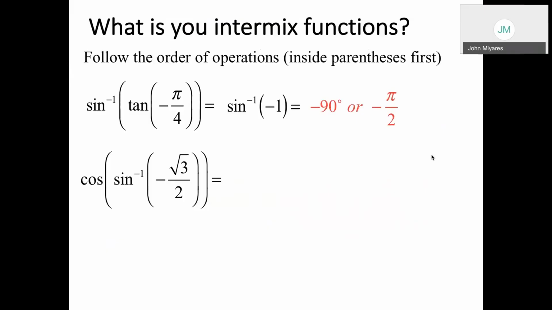In the second example, you're looking at the cosine of the inverse sine of negative square root of 3 over 2. The inverse sine of negative square root of 3 over 2 will be negative 60 degrees, or negative pi over 3 radians. The cosine of that angle will become positive 1/2, because again, the cosine of these negative angles in quadrant 4 are actually going to be positive based on our All Students Take Calculus, all sine, tangent, cosine rule.